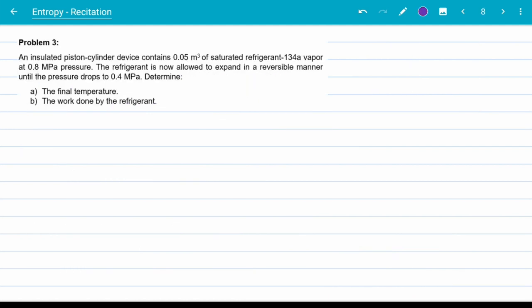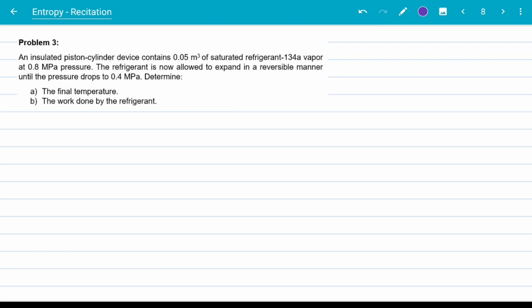Okay, problem three. We have an insulated piston and cylinder device that contains 0.05 meters cubed of saturated R-134a vapor at 0.8 megapascals of pressure. The refrigerant is now allowed to expand in a reversible manner until the pressure drops to 0.4. We are asked to find the final temperature and the work done by the refrigerant.